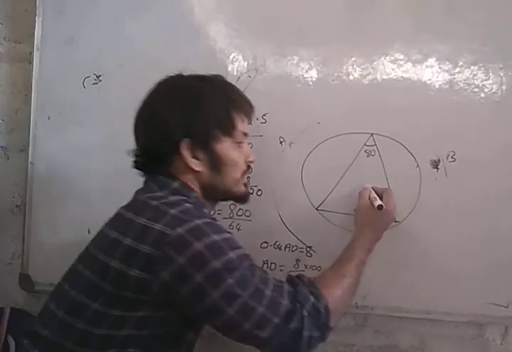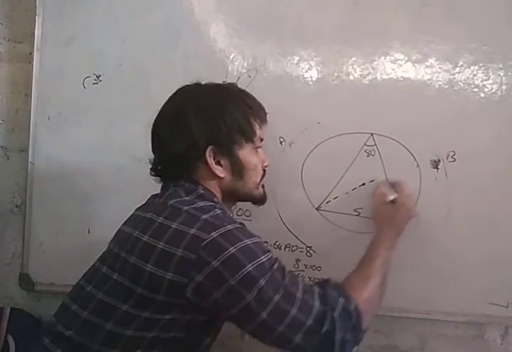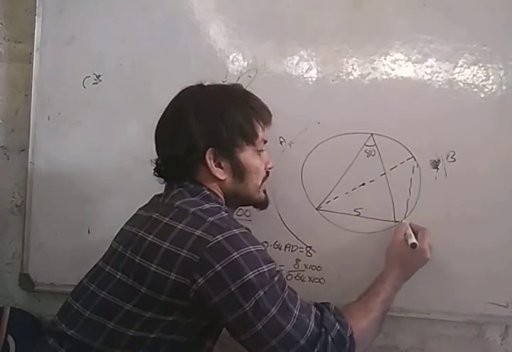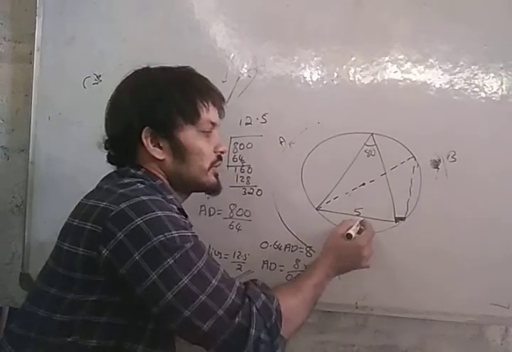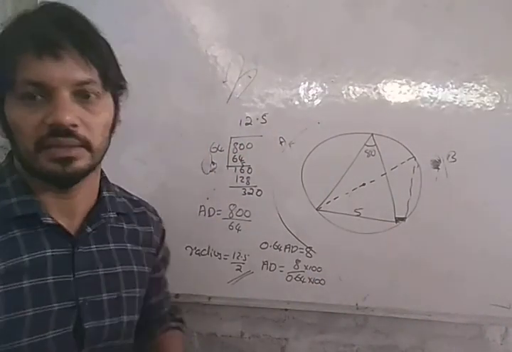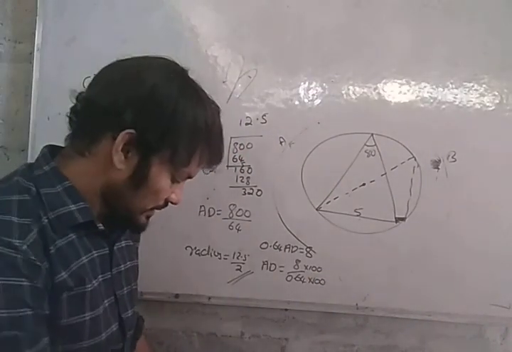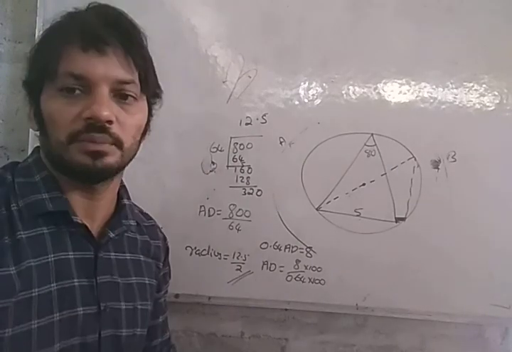Same technique. Okay, center. Here 90 degree, and same technique, opposite by hypotenuse. So same way you will get it. Okay, complete the notes and submit.